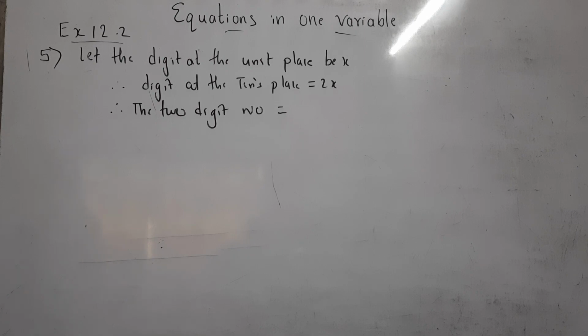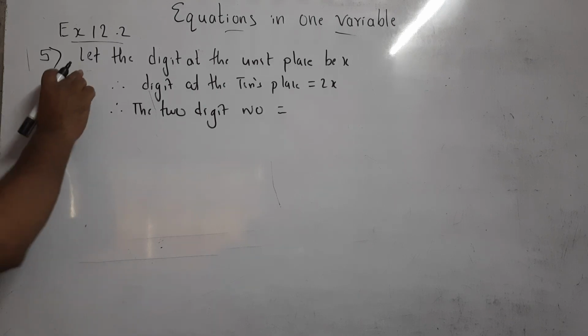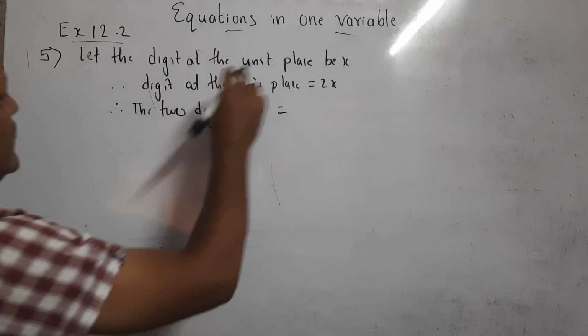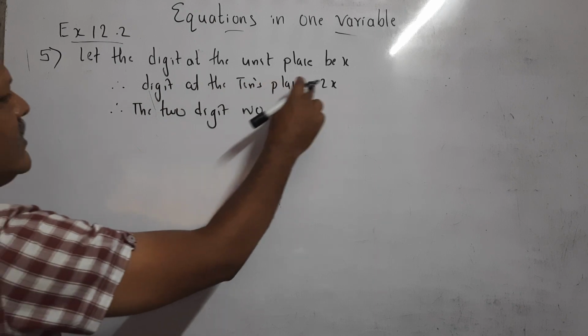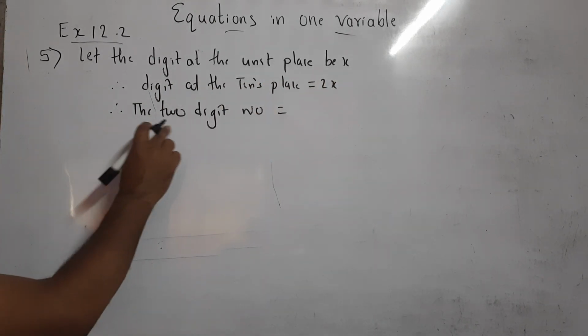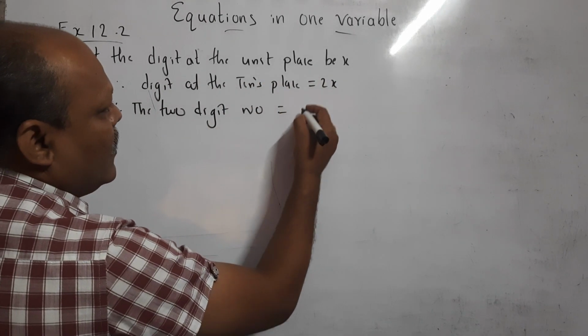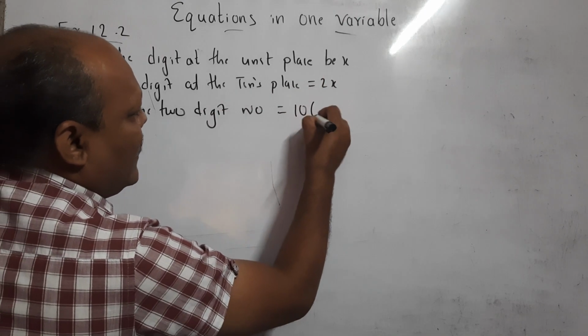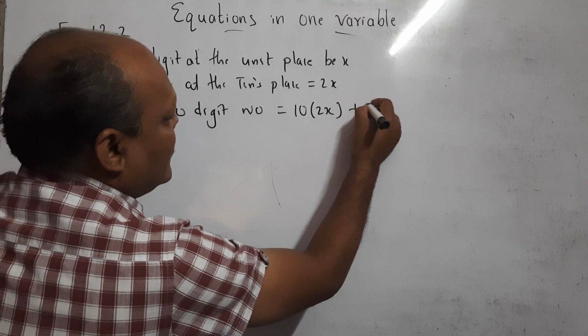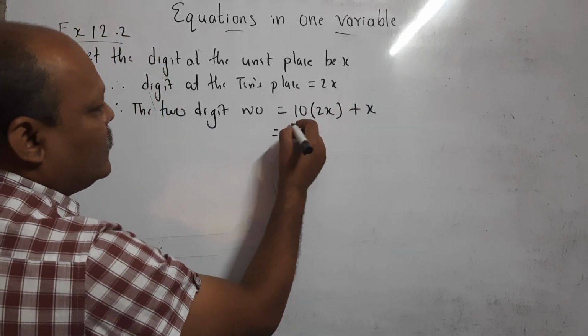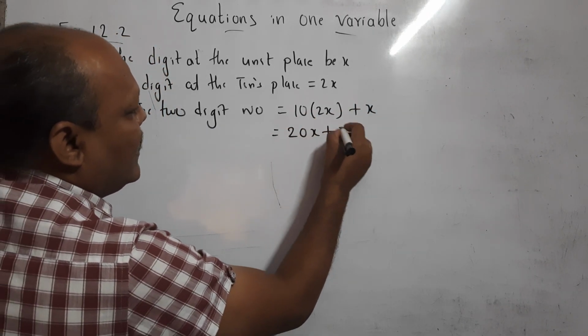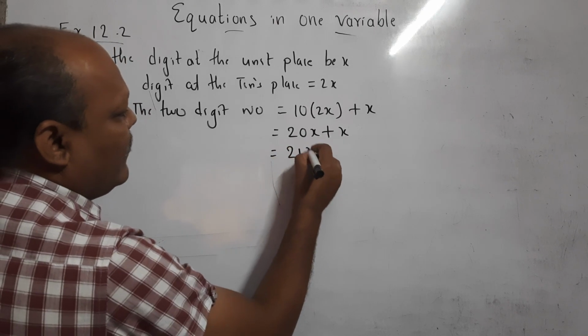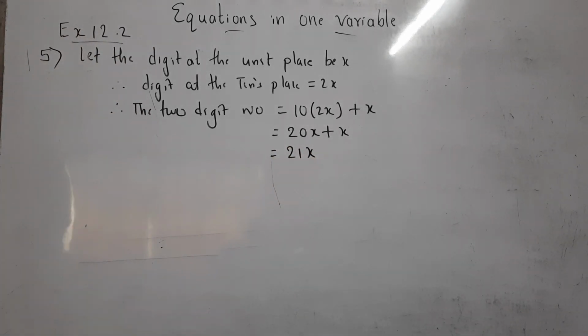In a 2-digit number, the digit at the tens place is twice the digit at the unit place. So here, let the digit at the unit place be x. Therefore the digit at the tens place is equal to 2x. Therefore the 2-digit number is equal to the tens place digit multiplied by 10, plus x. That is 10 into 2x, which is 20x, plus x. How much do you get? 21x. This is the 2-digit number.